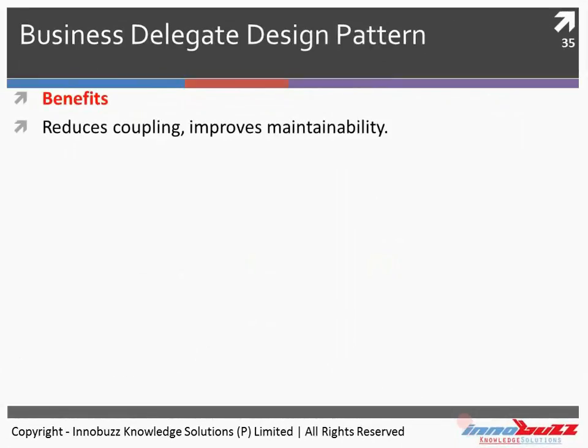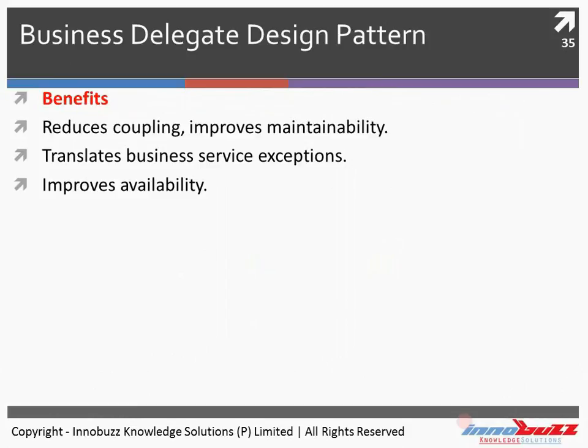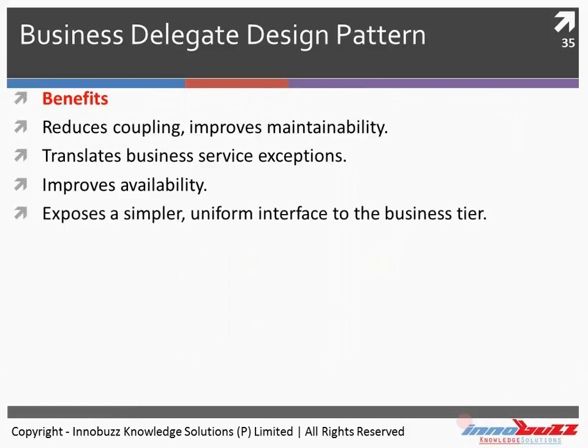So let's see the benefits. It reduces the coupling, improves maintainability, translates business service exceptions, improves availability, and exposes a simpler uniform interface to the business stack. As said earlier, the business delegate will be an interface. Therefore, any client coming to your business logic has to go through this interface, which in turn communicates with your business service, which gives your implementation of the business logic.